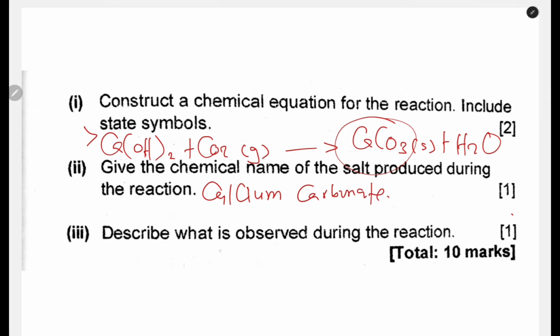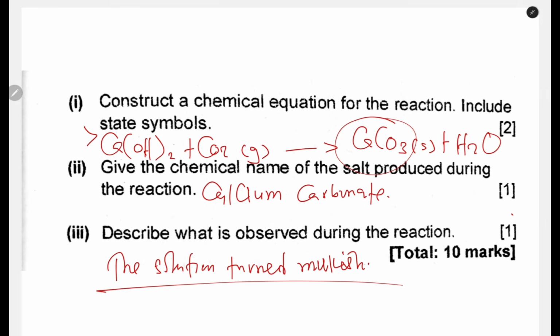Describe what is observed during the reaction. The solution turned milkish. So this was the observation: when carbon dioxide was bubbled through calcium hydroxide, the solution turned milkish.